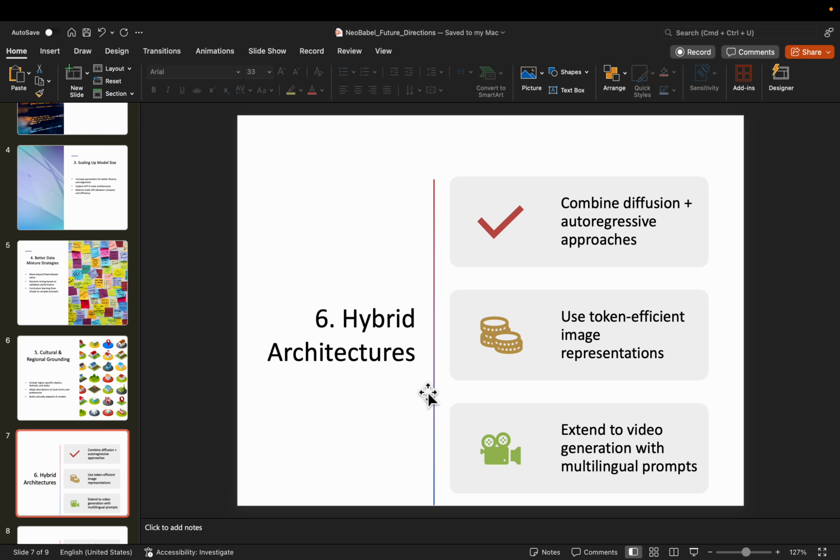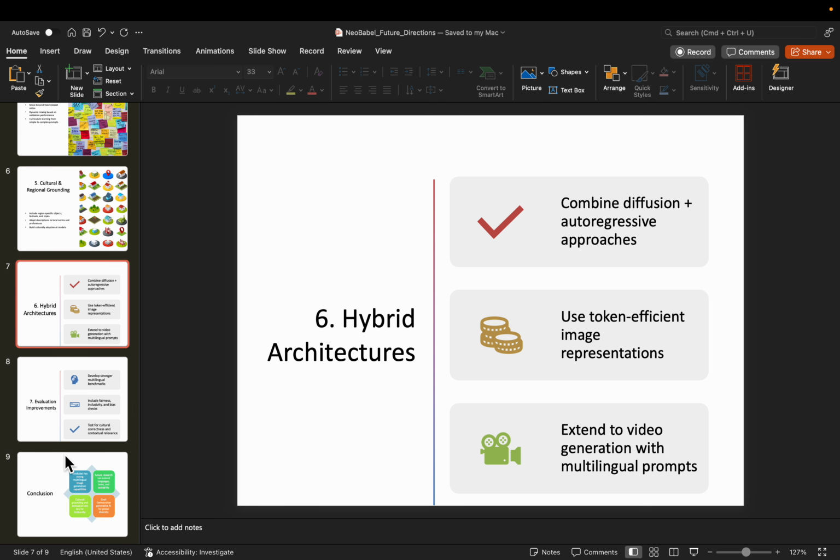Currently, NeoBabel is an encoder-free diffusion style generation model. A future direction could be to explore a hybrid architecture of diffusion plus autoregressive for efficiency. We can also use a more efficient tokenization for our image representation, so that with fewer tokens we are able to represent our image with better fidelity. And we can also extend it to video generation with multilingual prompts.